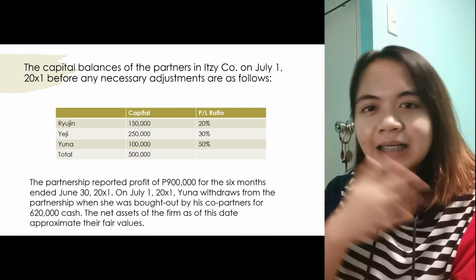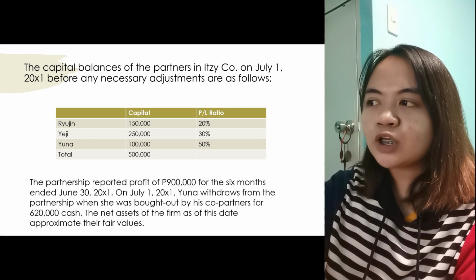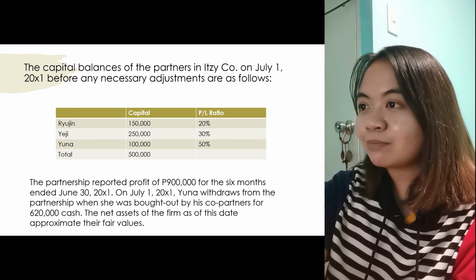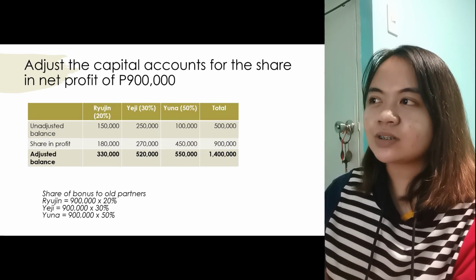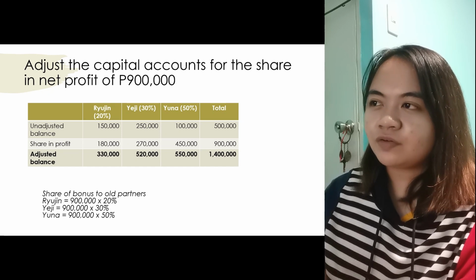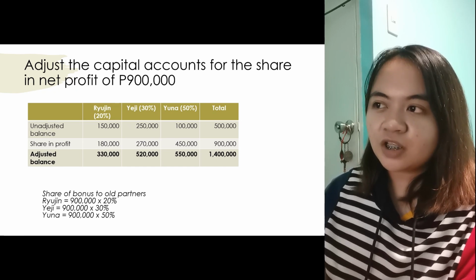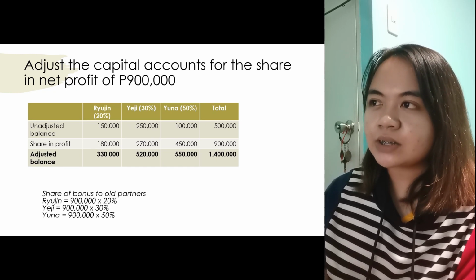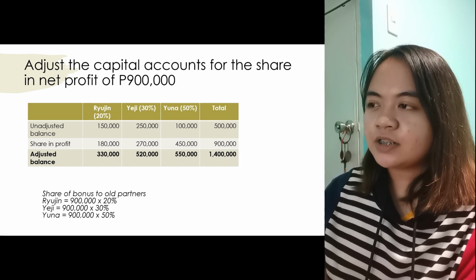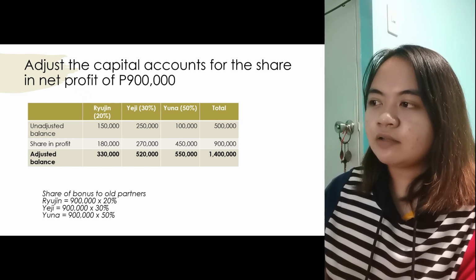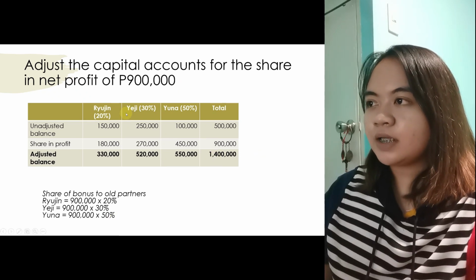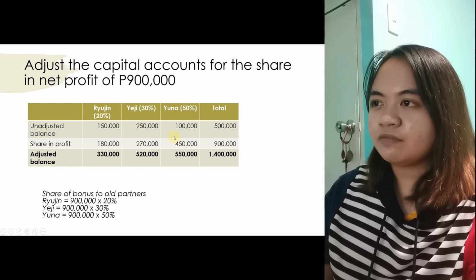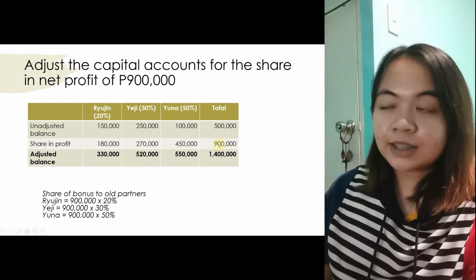So, una muna, dahil aalis si Yuna, ibigay mo muna yung share nila doon sa naging profit na 900,000. Okay? So, adjust first sa capital accounts for the 900,000. You have unadjusted balance, 150 for Ryujin, Yeji for 250, Yuna for 100. Share in profit. Okay, paano na-compute? 900,000 times 20% for Ryujin. For Yeji, you have 900,000 times 30%. And then for Yuna, you have 900,000 times 50%. Okay, you'll get 180 for Ryujin, Yeji for 270, Yuna for 450 for a total of 900,000.